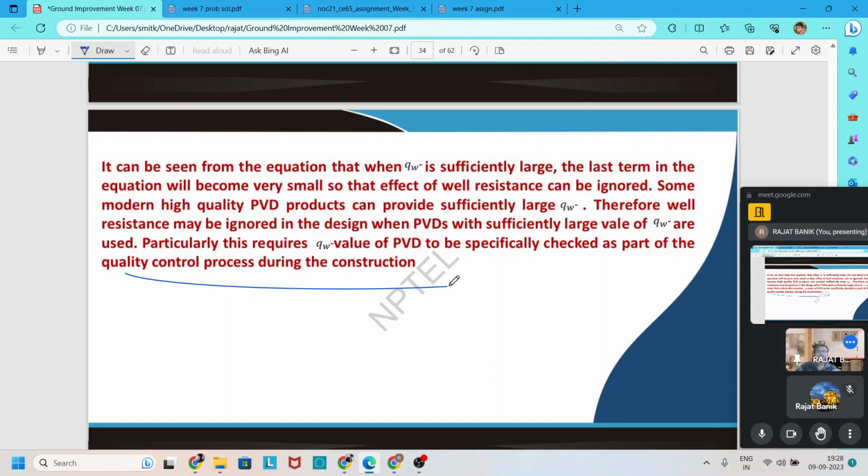But in case the discharge capacity of the prefabricated vertical drain is reduced, then we need to consider the well resistance in this formula.